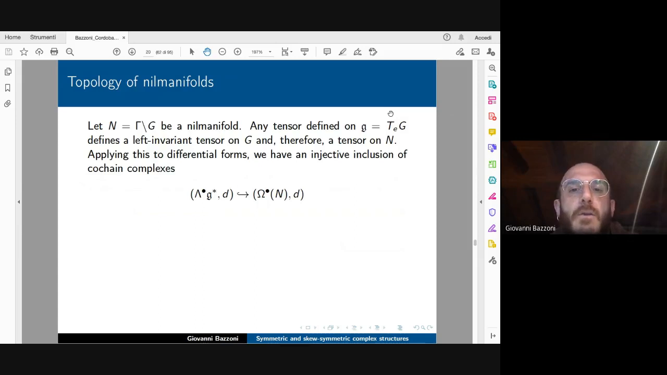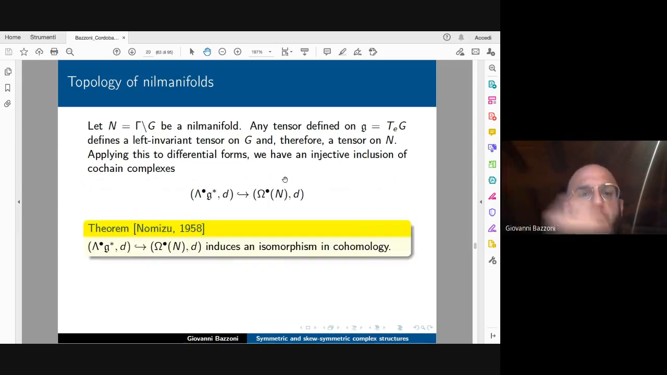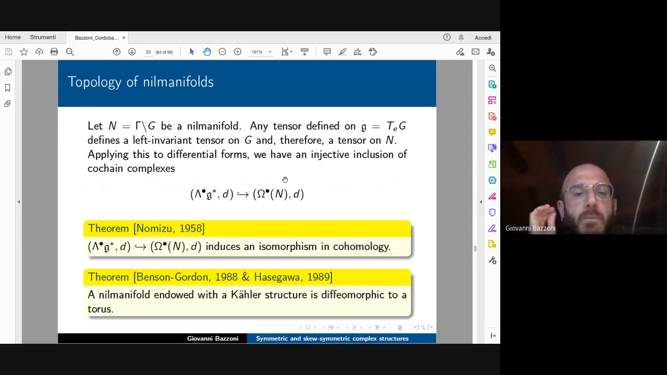And we have an injective inclusion of cochain complexes. The so-called Chevalley-Eilenberg complex, so to say differential forms on the Lie algebra, is included into the differential forms on the nilmanifold. And the very remarkable result of Nomizu says that this inclusion of cochain complexes actually induces an isomorphism in cohomology. So we can compute the cohomology of nilmanifolds just by computing Lie algebra cohomology. And another result that I'm quoting here now is a very remarkable result by Benson, Gordon, and Hasegawa.